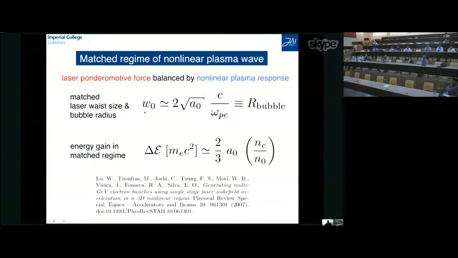So this is what is called the matched regime, and it's well known that if you initialize your laser pulse with a spot size which follows this relation, then you can keep the laser pulse envelope relatively stable. And if you keep the laser pulse envelope relatively stable, then you can keep your plasma wave dimensions relatively stable as you guide and accelerate the electron beam. In this matched regime, based on some very interesting work by Professor Mori's group at UCLA, this famous paper by Wei Lu et al. tells you that the energy gain in this matched regime goes as 2/3 a0 times n critical over n0. I'm assuming you all know what n critical is, so I won't go over that. But basically, this is a 3D PIC simulation based scaling law, which many people compare against.